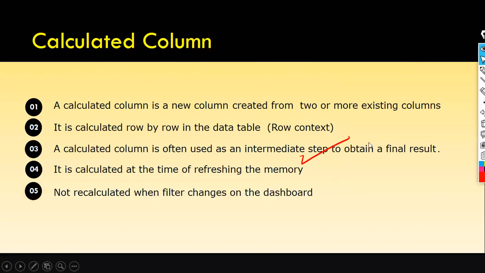Okay. Next one is not calculated when filter changes on the dashboard. Let's say you have a slicer. When you keep changing the slicer, the formula will not get changed each and every time the user selects values or applies different filters in your report page. This one will not get recalculated. Only when you refresh your report, the calculation is done for the calculated column. It is pre-calculated and stored.